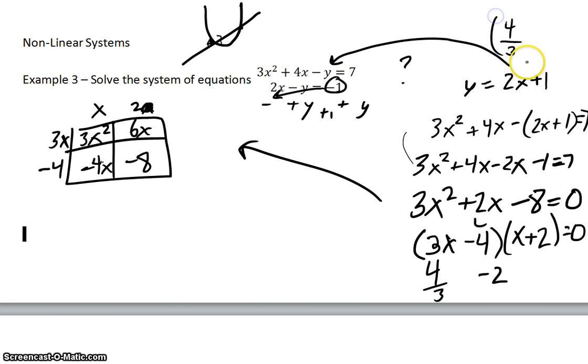So now we need to find the y coordinate. So we plug that in. And we also found negative 2, so we have to plug that in as well. So I have to plug both of those in. If I plug in negative 2, I get back a negative 3. So that's one ordered pair, a solution. If I plug in 4/3, I get 8/3 plus 1, which is 11/3. So I have two ordered pairs that are solutions to this.